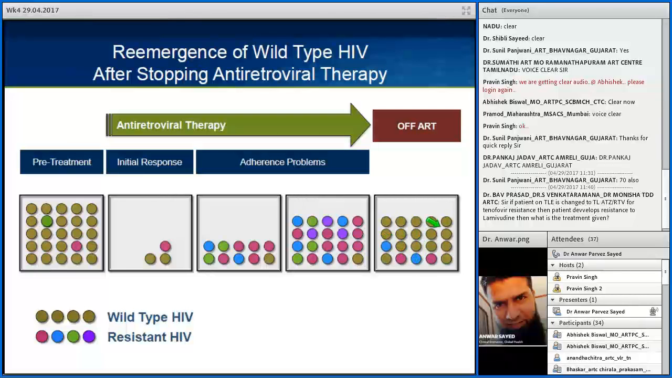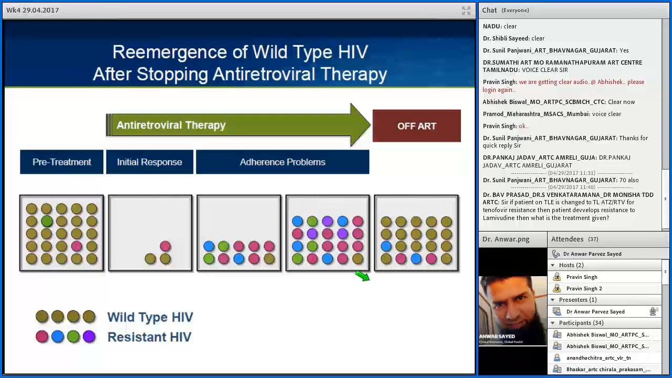And suppose here you send the sample for genotypic testing, you will see wild type of virus. You will not see the resistant type of virus that is there. It will be a misleading report, and you will ultimately end up saying that the patient does not have any mutation and this ART should work.